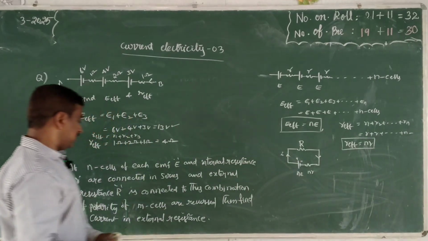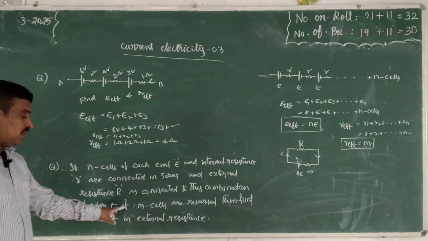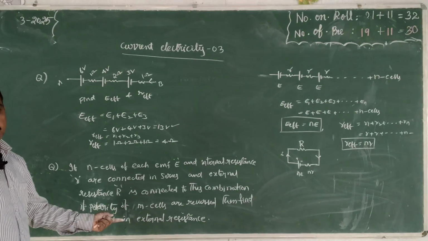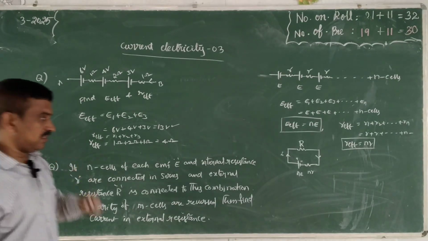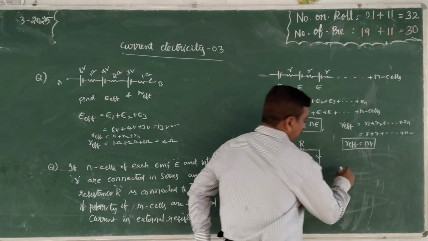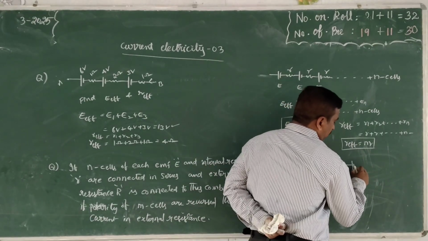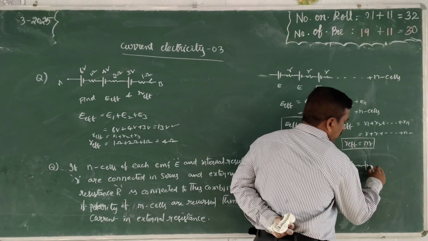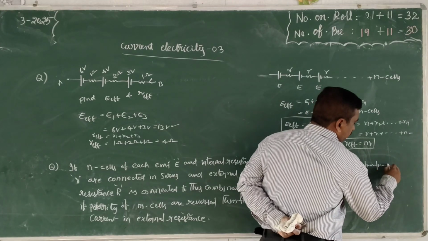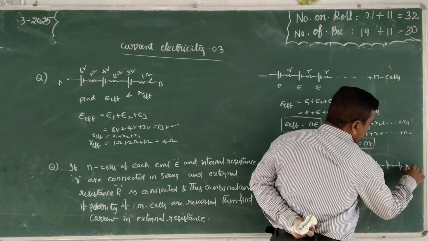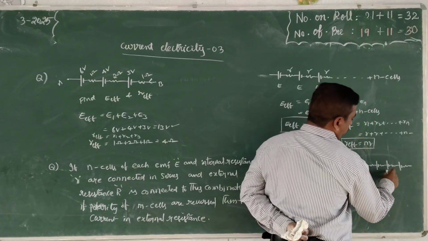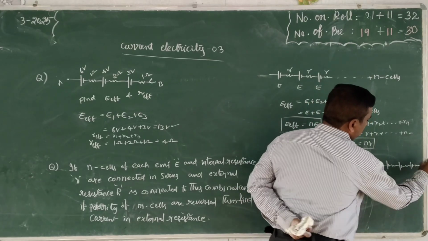See, one more condition is there here. If the polarity of M cells is reversed, then find the current in the external resistance. For example, we have 6 cells: 1, 2, 3, 4, 5, 6.